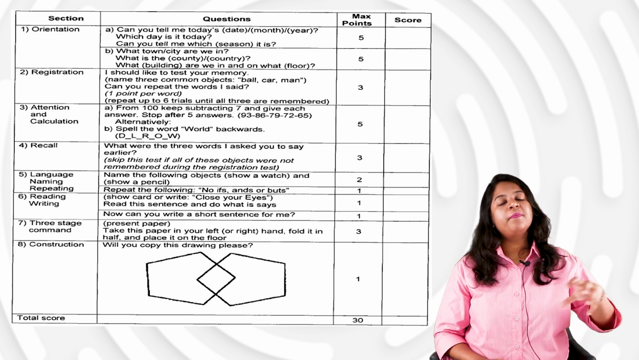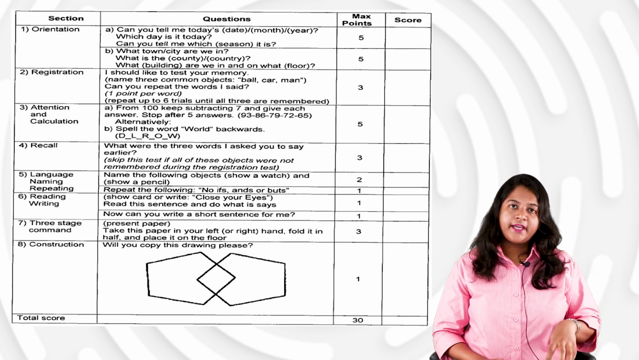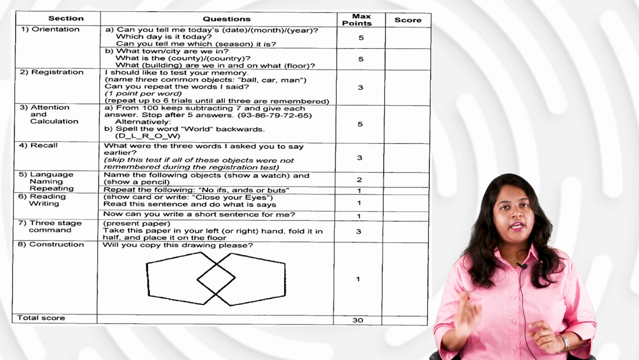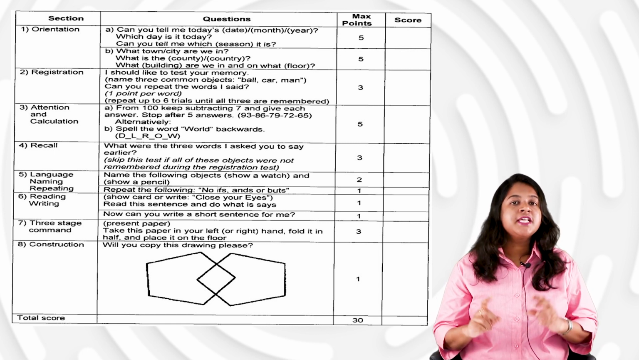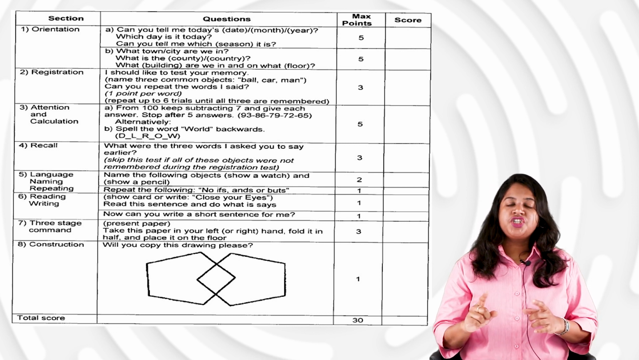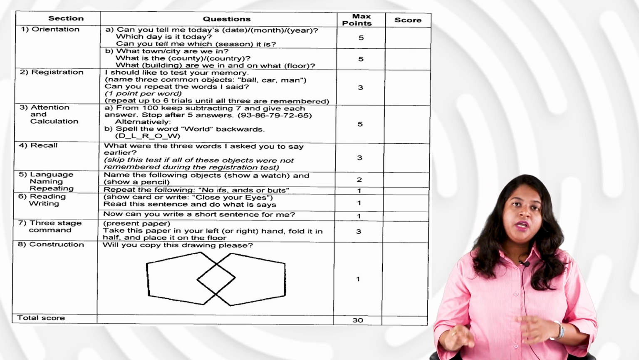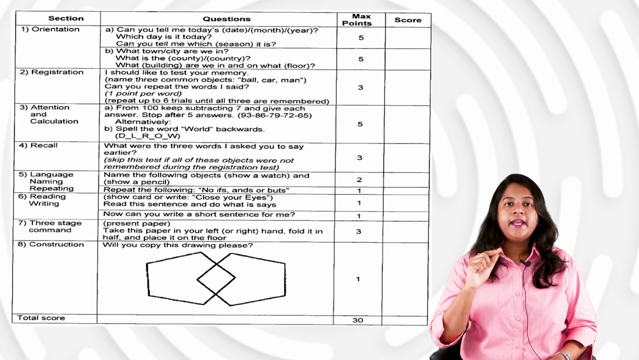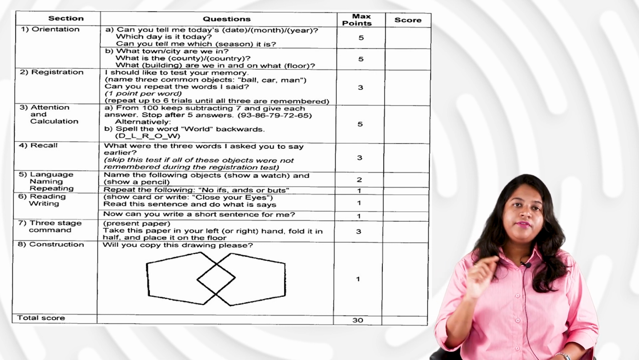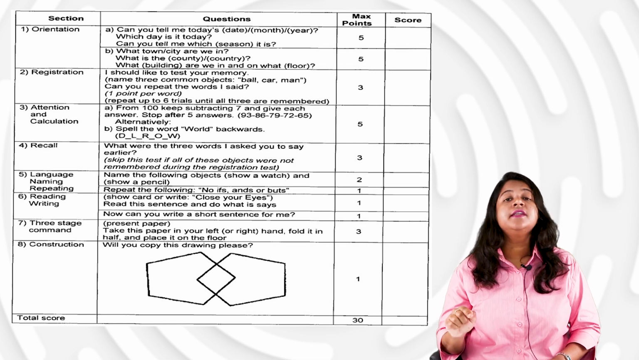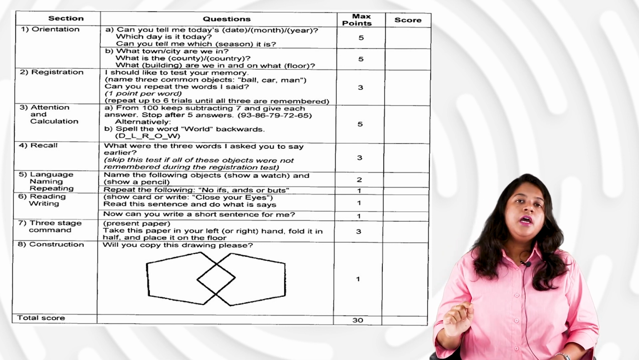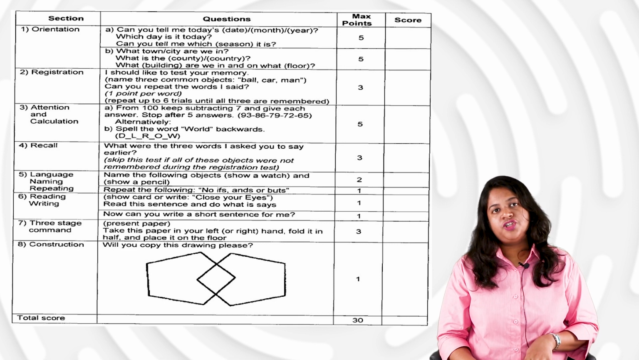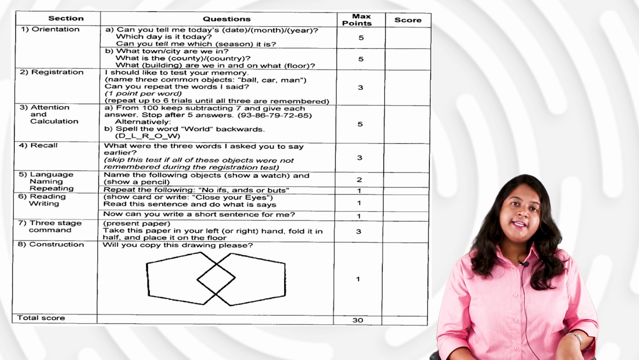The last one is copying a diagram. You will show or draw a diagram of two intersecting pentagons. You can see it here in the image. If the patient is able to draw this diagram, with the length and number of each side correct in both pentagons, and they intersect, then you will give a score of 1. So this is the test for the language. The whole language component carries 10 scores.